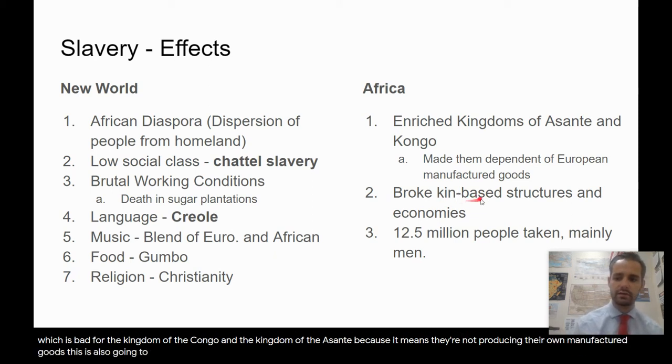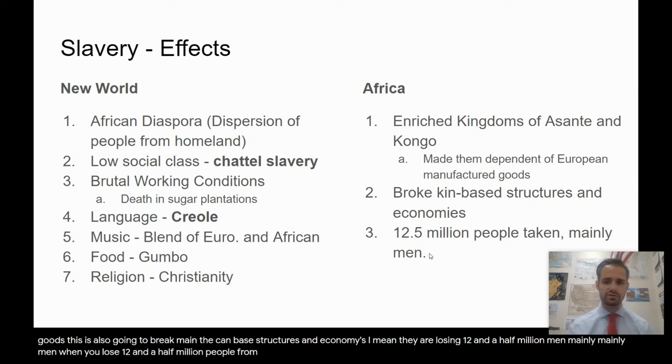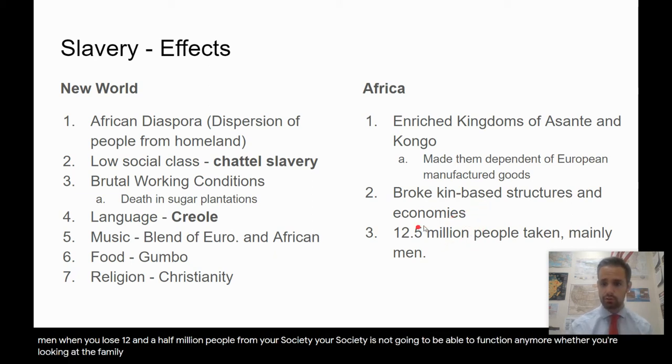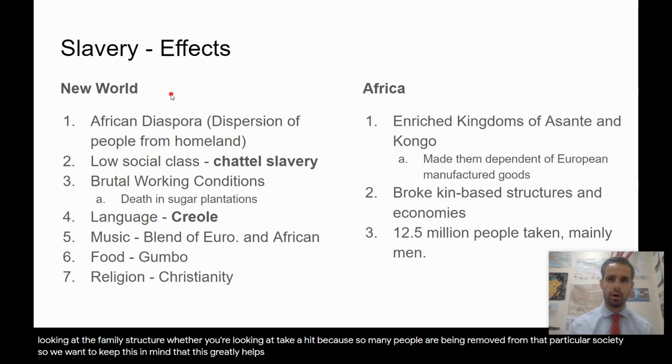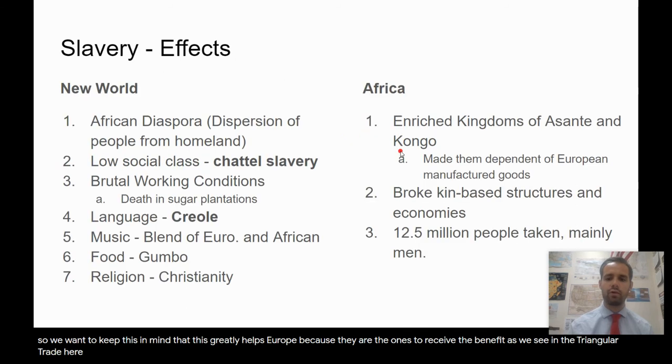This is also going to break many of the kin-based structures and economies. I mean, they are losing 12.5 million people, mainly men. When you lose 12.5 million people, your society is not going to be able to function anymore. Whether you're looking at the family structure or the economy, those things are going to take a hit, because so many people are being removed from that particular society. So we want to keep this in mind, that this greatly helps Europe, because they are the ones to receive the benefit, as we see in the triangular trade here, and greatly hurts Africa because of all the people who are being removed and taken out of the west part of Africa.